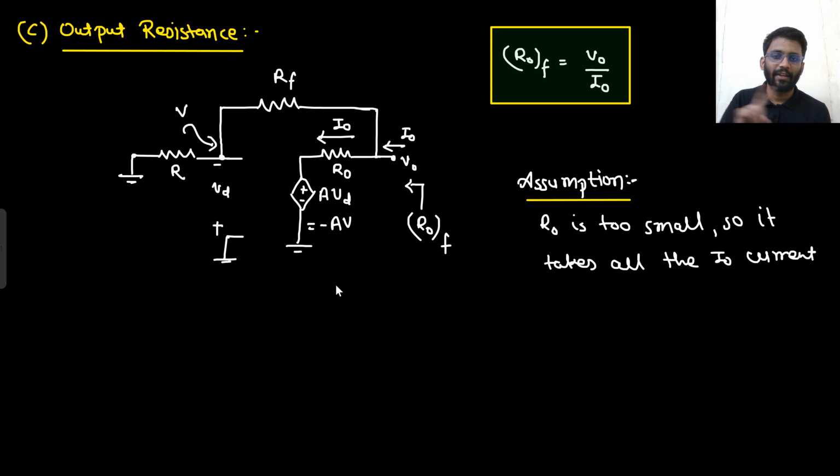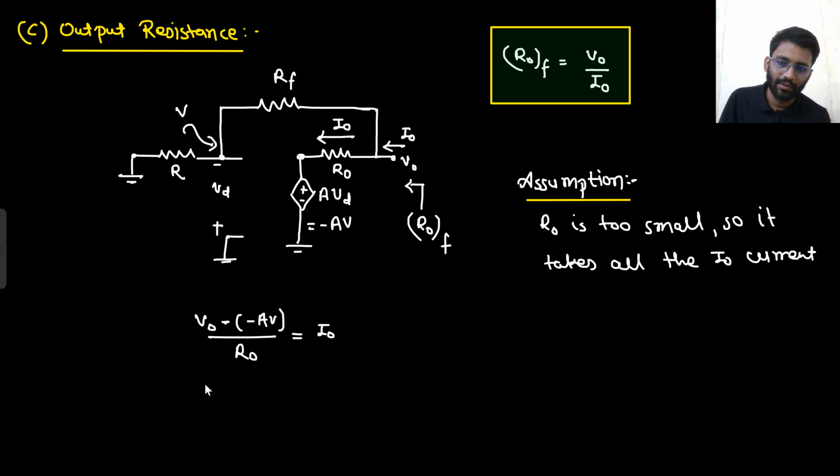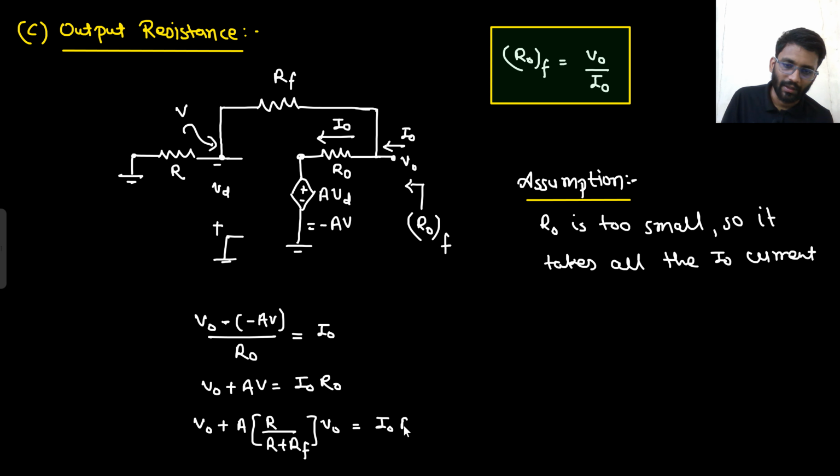So my target is to find V naught by I naught. So what can I write? V naught minus of AV, this node is minus AV, V naught minus of AV divided by R naught is equal to I naught. So V naught plus AV is equal to I naught R naught. What is your V? V is R upon R plus RF into V naught. So R upon R plus RF into V naught plus AV... is equal to I naught R naught. Say yes or no, right?